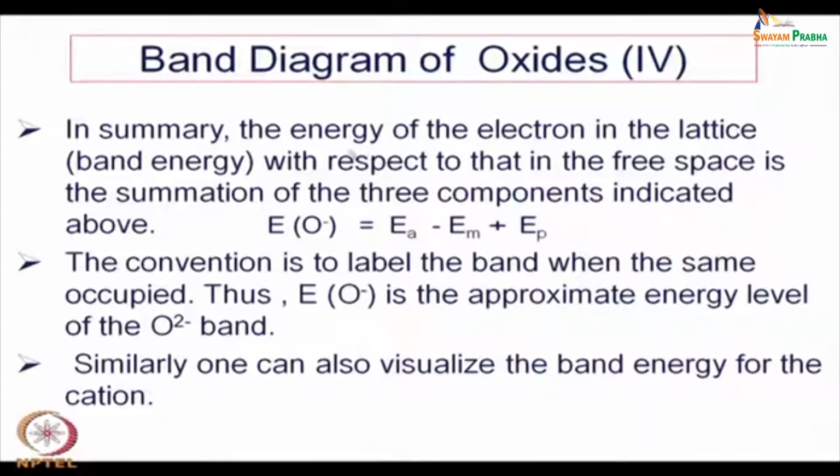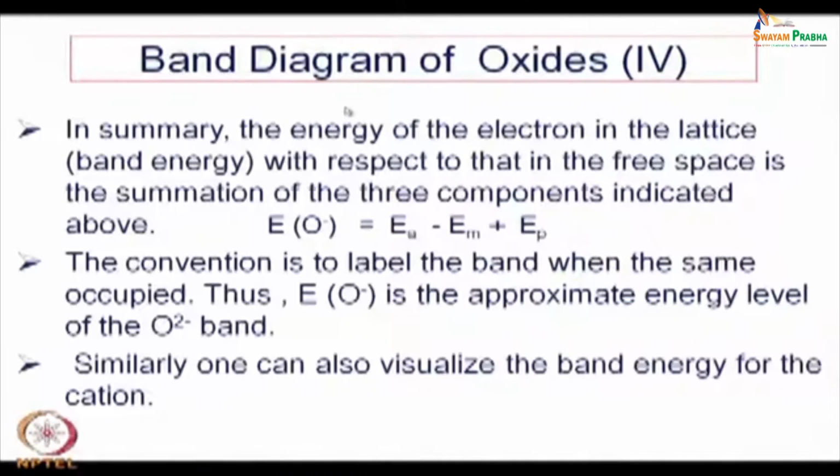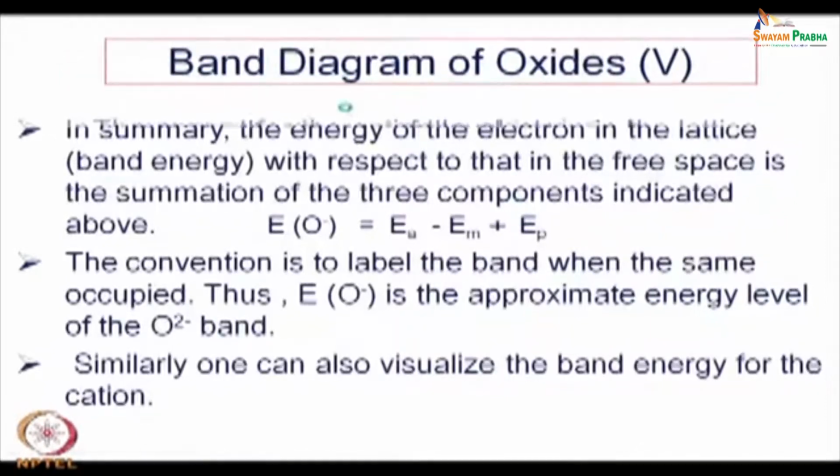So, we have just discussed how we can designate the energy level of an electron associated with O minus or O2 minus. Basically, the band will be designated as O2 minus. It will be clear in a minute when we show the picture.